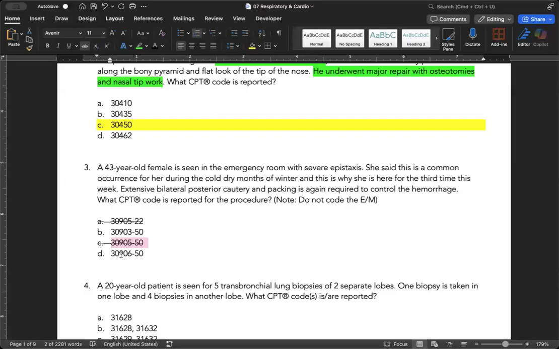So then 30903 is control of nasal hemorrhage, anterior, complex, any method. And then 30906 is control of nasal hemorrhage, posterior, with posterior nasal packs and then subsequent. So again, we're here for the third time this week. And then they also did bilateral posterior cautery and packing. So it's posterior, not anterior. So there's just another thing that's telling us that it should be the posterior.